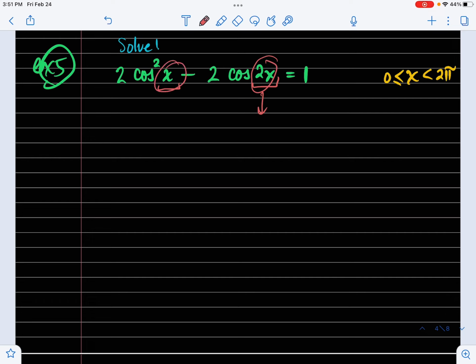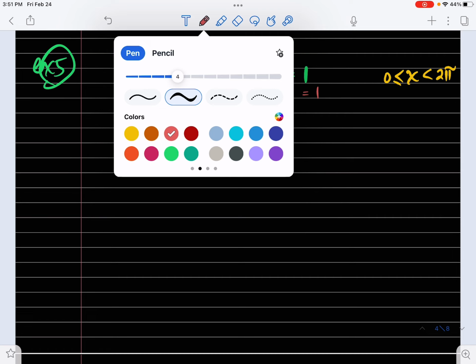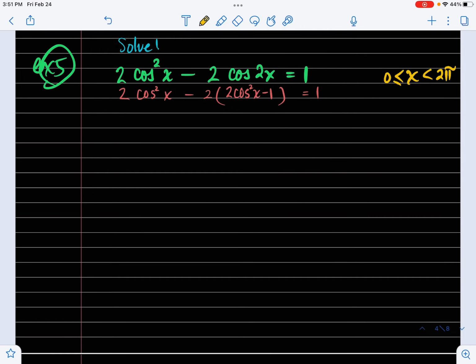We want to make sure we convert them all to single angles. That will be the first step, to convert it all to singular angles. So I'm going to copy the first one the way it is, minus 2, and then instead of cosine 2x, I'm going to use the cosine squared formula. There are 3 to pick from, like I said, but I'm going to pick this one just because I want to keep everything in the same trig function.